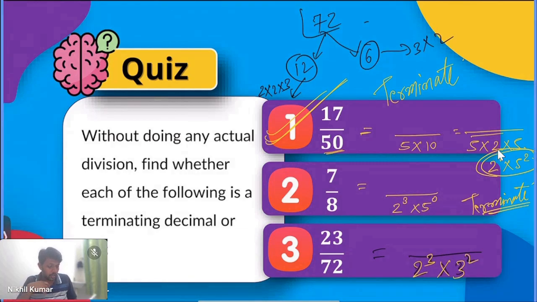No, it will not terminate because it's not of the form 2 to the power m, 5 to the power n. Yes. Rest assured, if this chapter is there, you will get some questions where they want you to identify whether this rational number will terminate in its decimal expansion or not. So yeah, any doubts you have in this part, how to identify whether something will terminate or not?